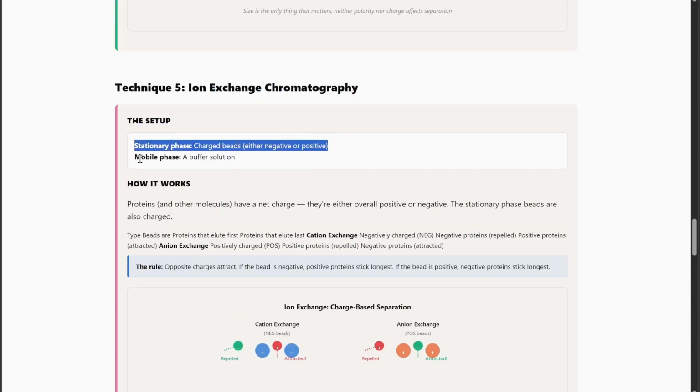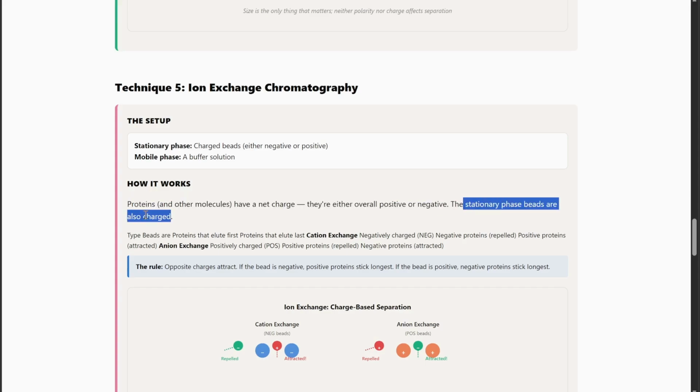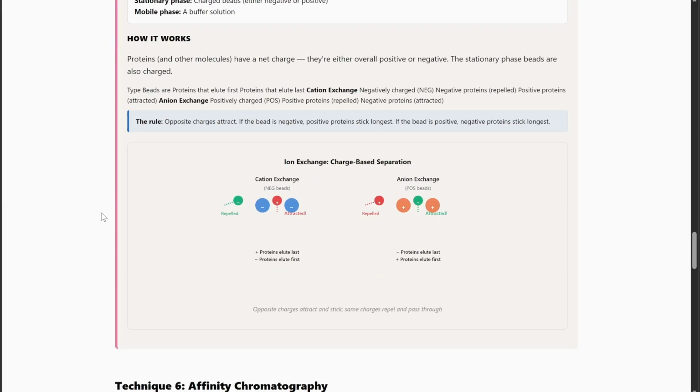So your stationary phase is a charged bead and the mobile phase is a buffer solution. Basically the rule is that opposites attract. So if the bead is negative, then positive proteins will stick longer. If the bead is positive, then negative proteins stick the longest. Proteins and other molecules always have a net charge, either overall positive or negative, and the stationary phase beads are also charged. So we're trying to see, based on opposite charges, what will attract.